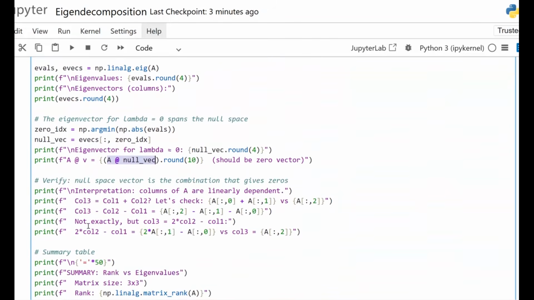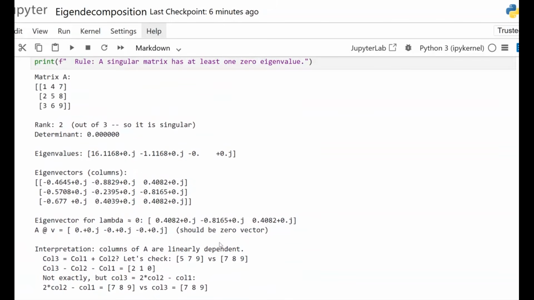And kindly observe, dear friends, here we have the linear dependency of the columns. So here is the code that inspects the relationship between the columns, and of course kindly observe, 2 times column 2 minus column 1 equals column 3. Okay, so yes, the columns are linearly dependent, so this explains rank deficiency and the existence of a non-trivial null space. So kindly observe, dear friends, on execution.